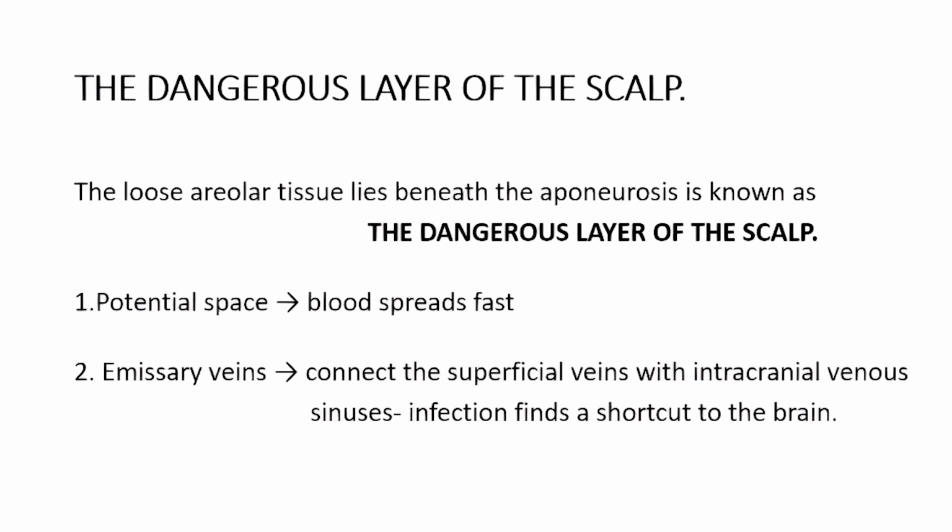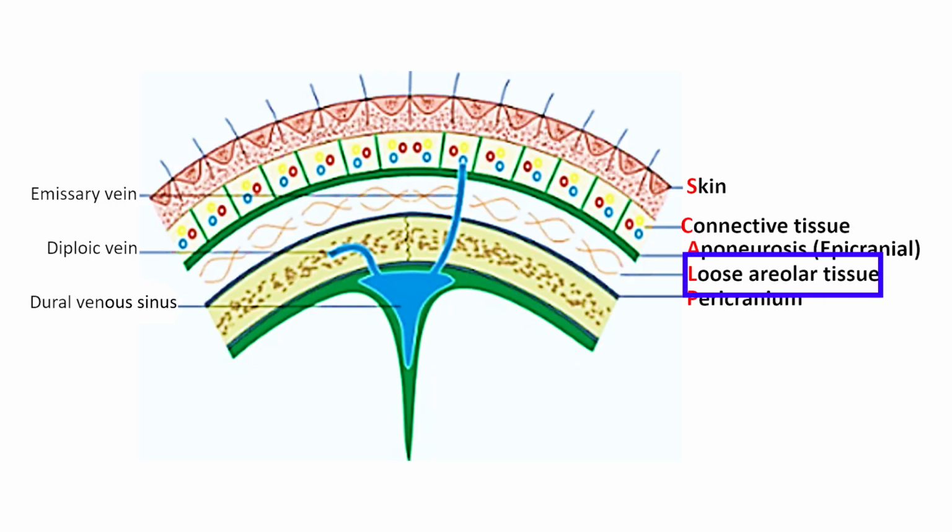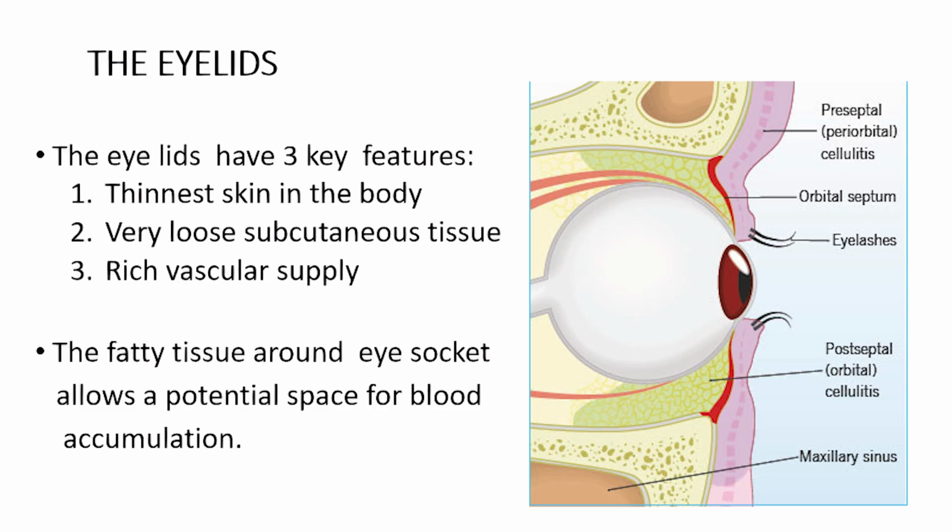Beneath the aponeurosis, there is a loose areolar tissue layer, the dangerous layer of the scalp. It is a potential space where blood and fluid spread freely. Anteriorly, it is continuous with the attachment of the frontalis muscle. It also contains valveless emissary veins connecting scalp veins to the intracranial sinuses, giving infection a direct route to the brain. The skin of the eyelid is the thinnest in the body.